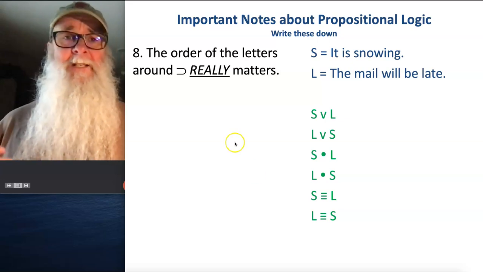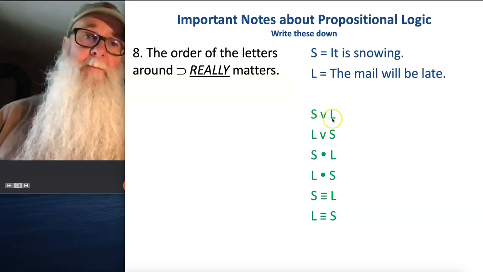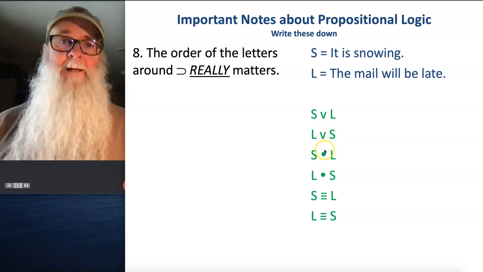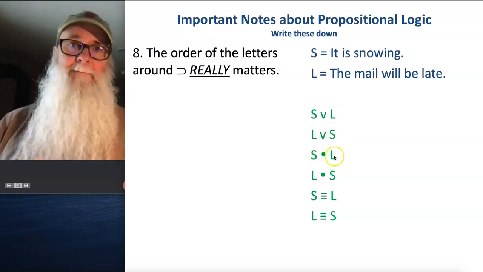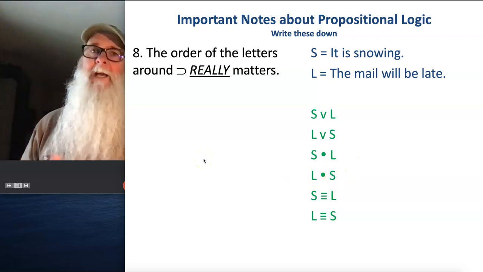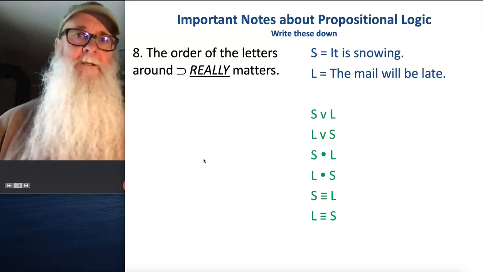That's because a statement like "either it's snowing or the mail will be late" means the same thing as "either the mail will be late or it's snowing." And the statement "it is snowing and the mail is late" means the same thing as "the mail is late and it's snowing." So the ordering of the letters with these other connectives isn't so important.